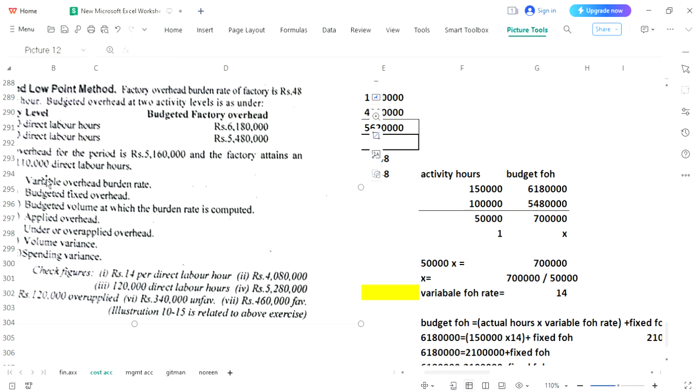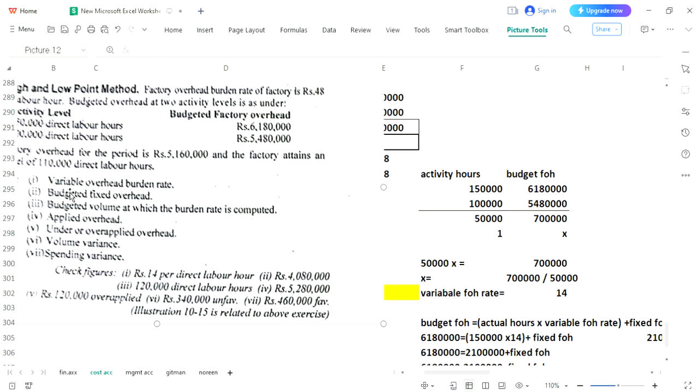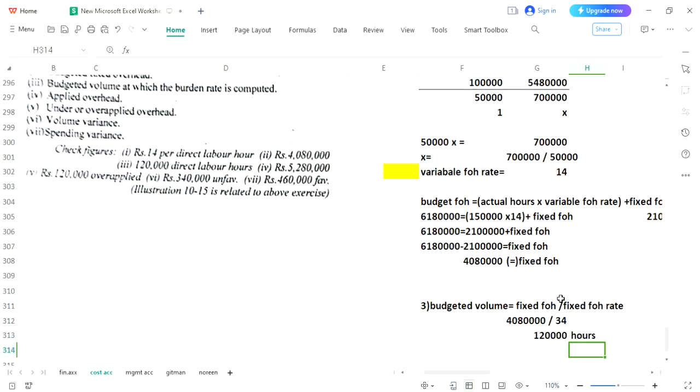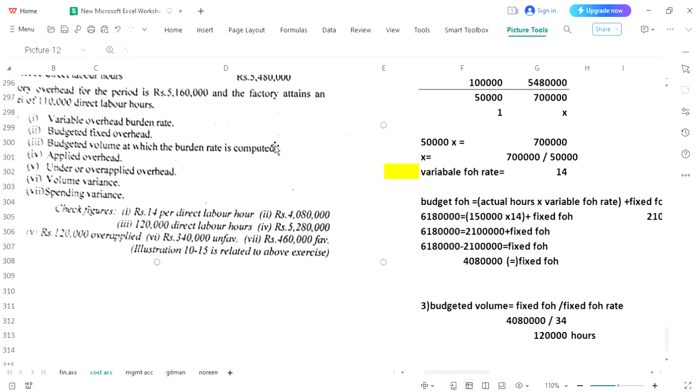Here the very first requirement was variable FH rate, which was 14, and you have calculated over here variable FH rate 14. Then budgeted fixed FH, you have calculated 40 lakh 80,000. Here second requirement, 40 lakh 80,000 fixed FH was calculated. Budgeted volume, again you will go downwards. There you have calculated the third requirement, budgeted volume, which is 1,20,000. Here the answer to the third requirement is 1,20,000 and we have calculated 1,20,000.